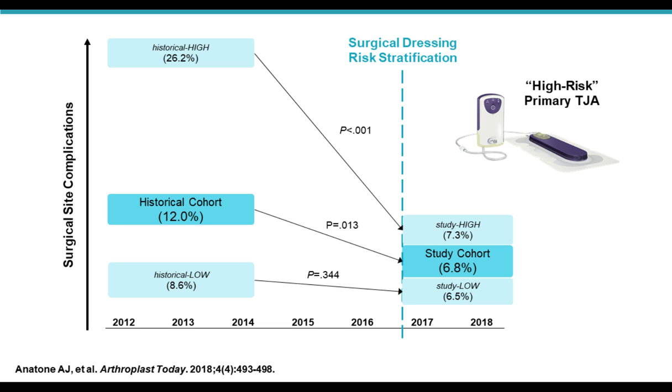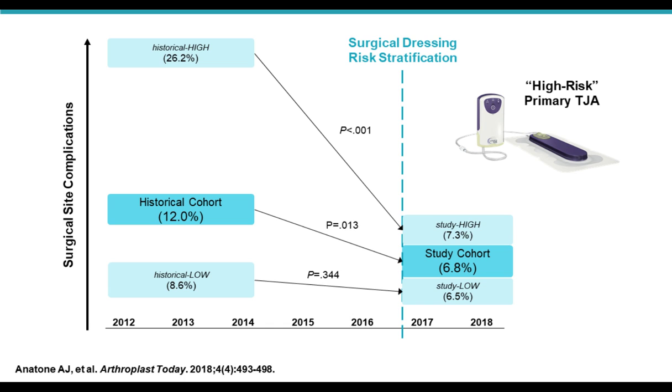And if you look at this another way, if you look at our improvements in wound complication rates from our historical baseline, 2012, 2013, 2014, in 2017 we began to risk stratify patients. We were able to improve our overall incisional complication rate significantly from 2012 to 2017 with the introduction of risk stratification for dressing selection. And you can appropriately criticize this and say, well, gosh, lots of things could have changed between 2012 and 2017 that might have explained this. And I would say you're absolutely right.